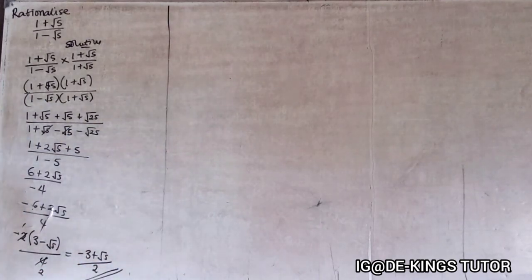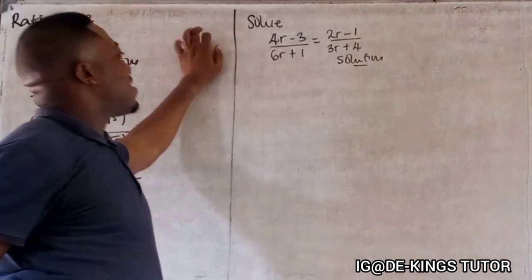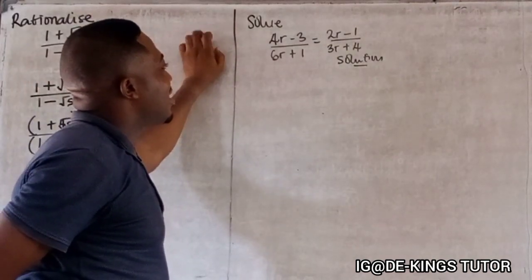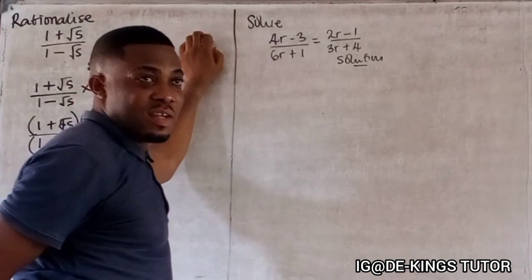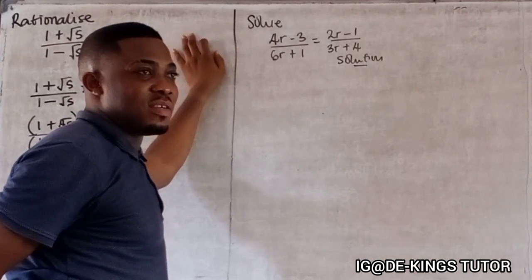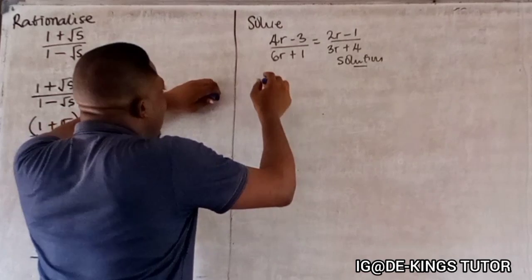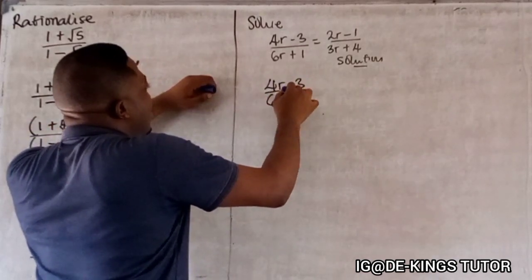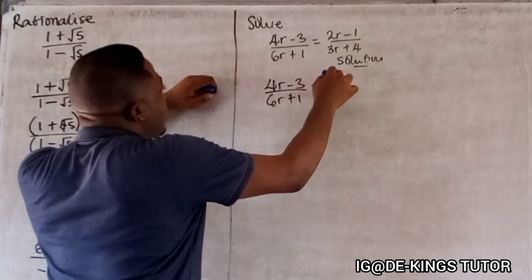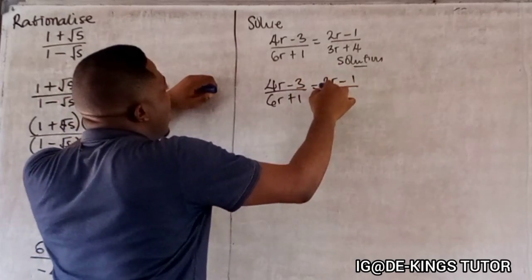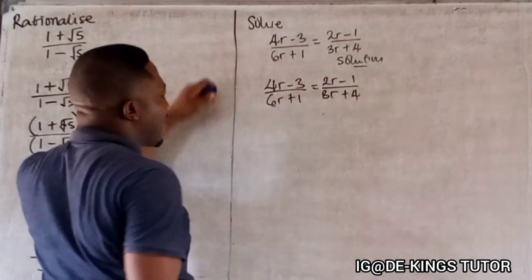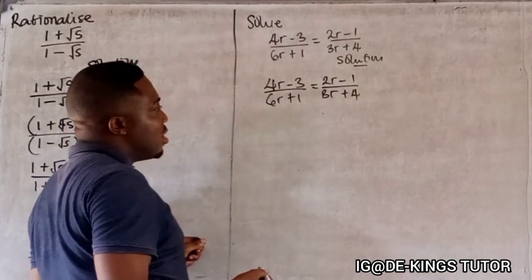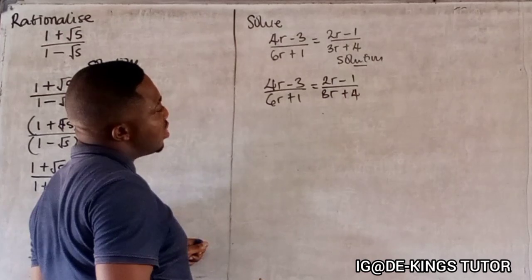That is. Let's say solve 4r minus 3 divided by 6r plus 1 equal 2r minus 1 divided by 3r plus 4. Of course, we are looking for r. To do that, we have 4r minus 3 over 6r plus 1 equals 2r minus 1 over 3r plus 4. Okay. So from this point now, first thing we have to do is what?